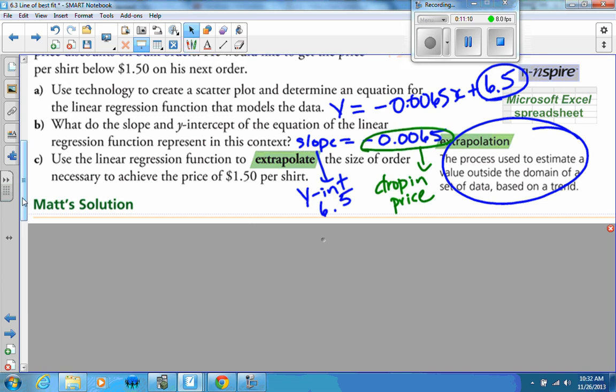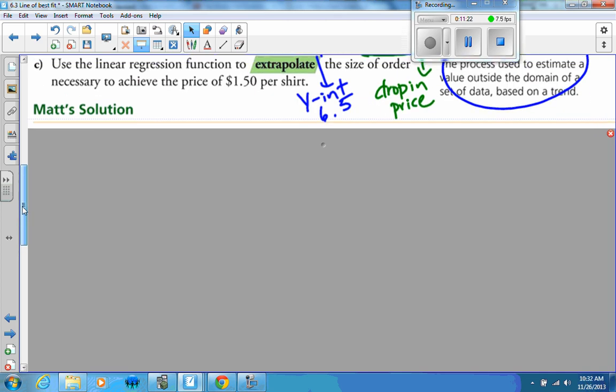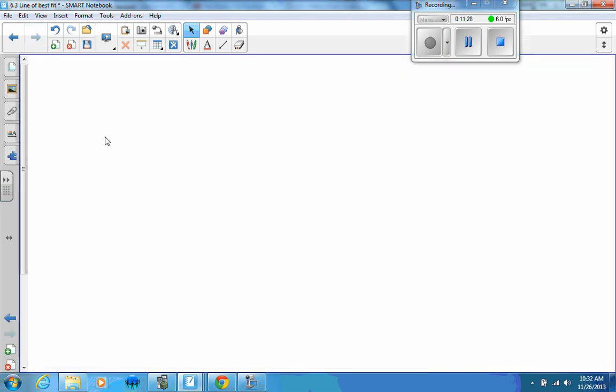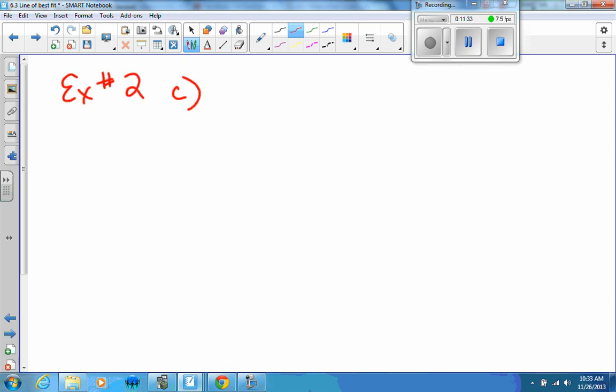Okay? So C says, use the linear regression function to extrapolate the size of the order necessary to achieve the price of $1.50 per shirt. So I don't know if I can write on this part. So I'm just going to go to here to write. Okay, so C. Okay, so if I take my original equation of y equals negative 0.0065x plus 6.5, I want to figure out the price or how many t-shirts Matt needs to order if the price of the t-shirt is $1.50.